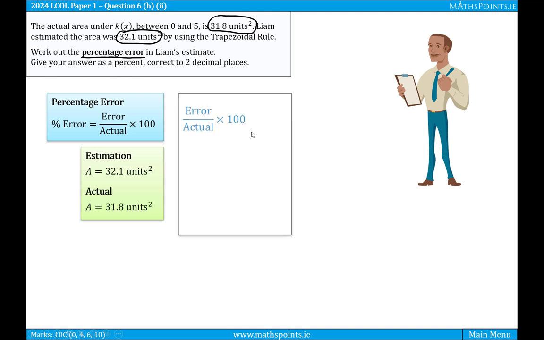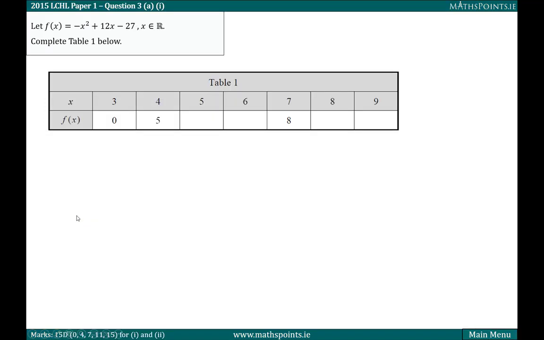Which looks quite small. So the difference between 32.1 and 31.8 is 0.3. The actual area was 31.8, and if we divide the error by the actual, we can see it as a percentage. It was a less than 1% error, 0.94% error. Okay, so let's take that idea, and then this idea that the trapezoidal rule will find an estimation where integration can actually find the actual area, and we'll be asked to find a couple of percentage errors using that same idea.